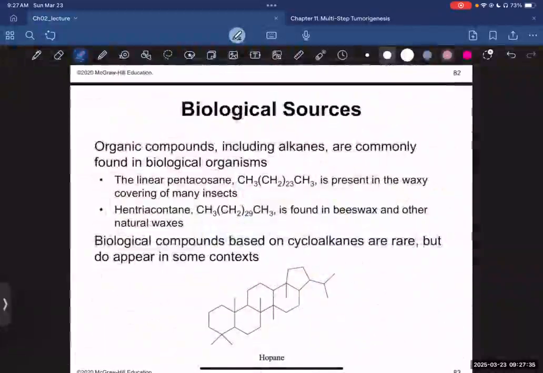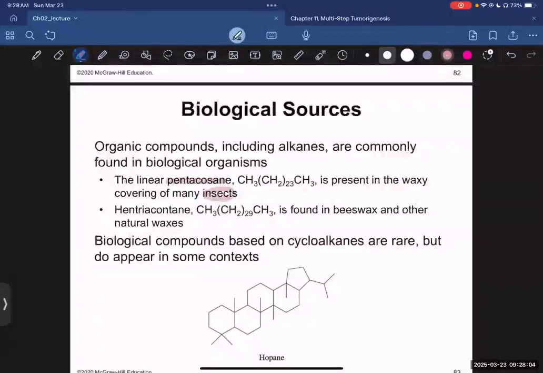We can also find that there are biological sources of these alkanes, and it's not very abundant, but they are present. For example, if we look at pentacosane, which is when we have 25 carbon long alkanes, they were able to find out that it's present in the coverings of many insects. The major role of having this type of alkane for them is to prevent the loss of water.